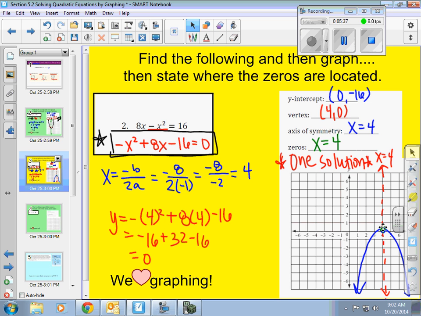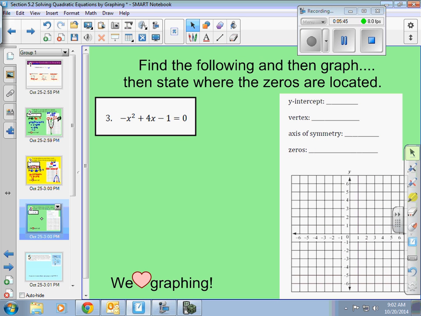Okay, let's go ahead and flip onto the back side of our notes and look at number 3. Same thing, we want to find the following and then graph it and then find the zeros. So I want you to go ahead and find the y-intercept, the vertex, and the axis of symmetry and graph it, and then we'll come back together to find the zeros. So go ahead and pause the video and do that.